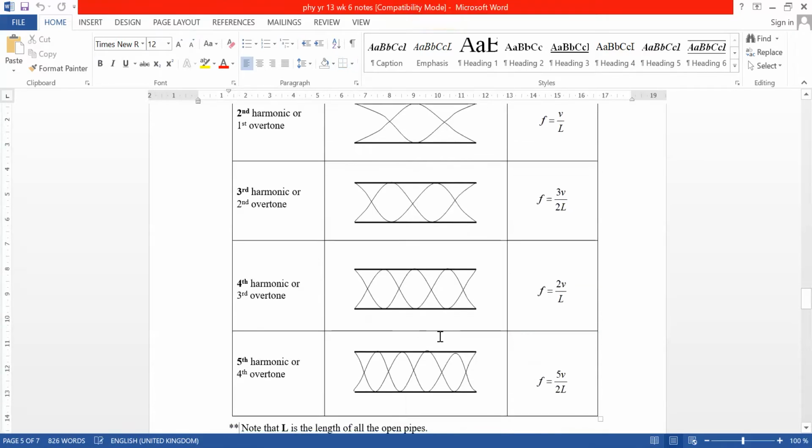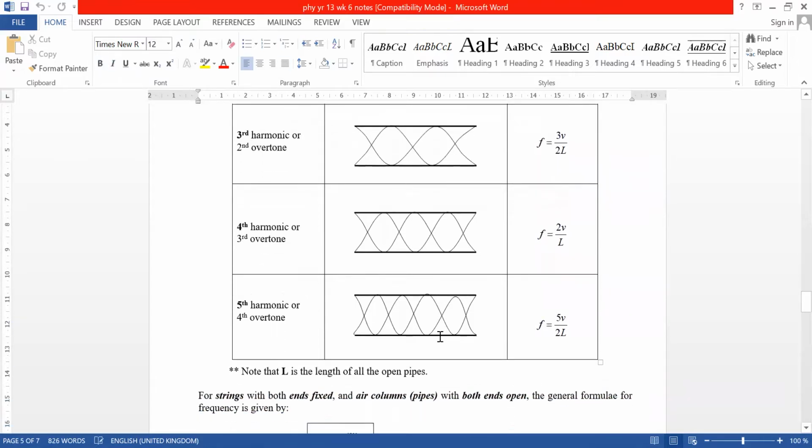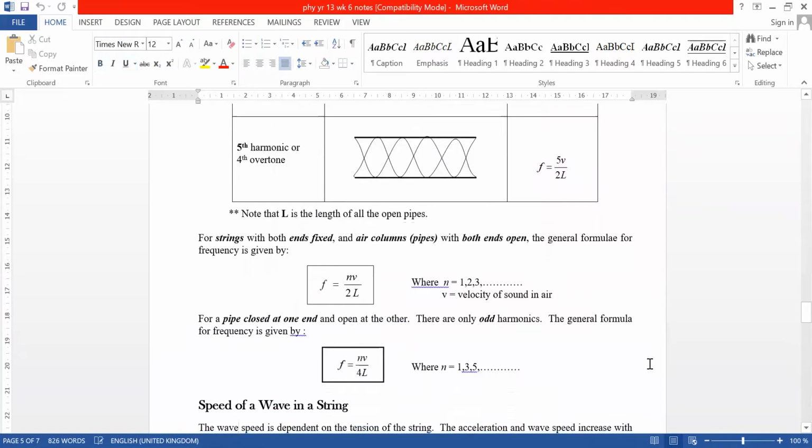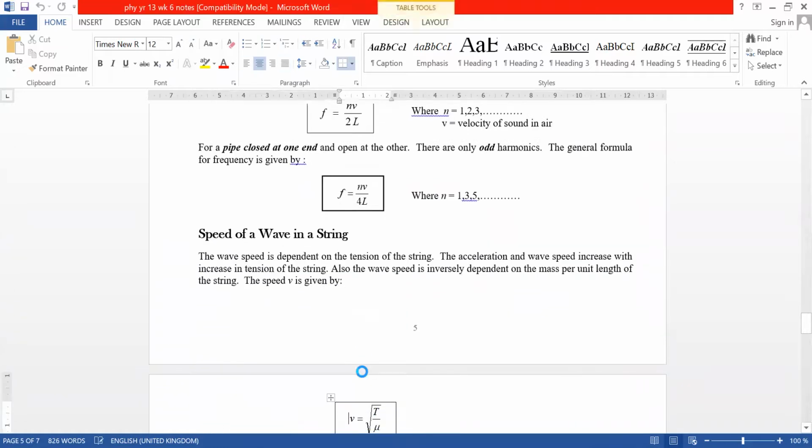So again, this is for strings with both ends fixed and air columns with pipe ends open. The general formula for frequency: for open pipes and strings, we are going to have nV over 2L, where n is 1, 2, 3, and 4. And for a closed pipe, we have F equals nV over 4L. And in this case, n is only going to be odd numbers.